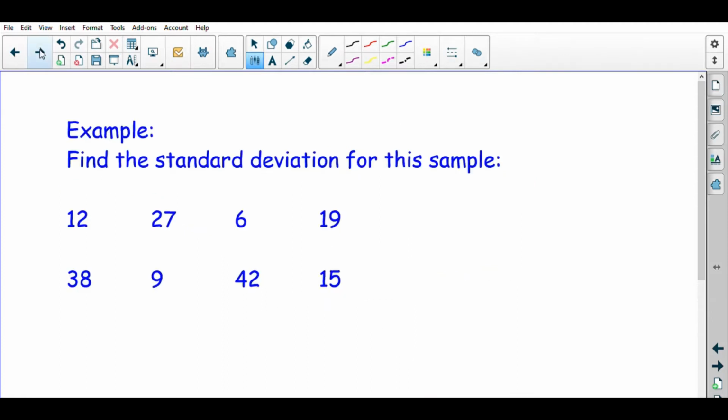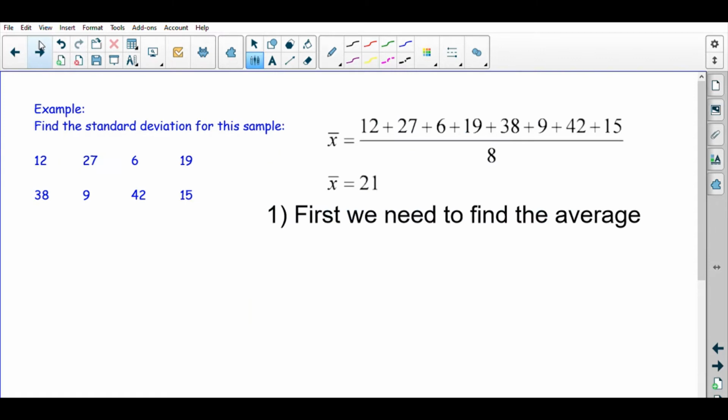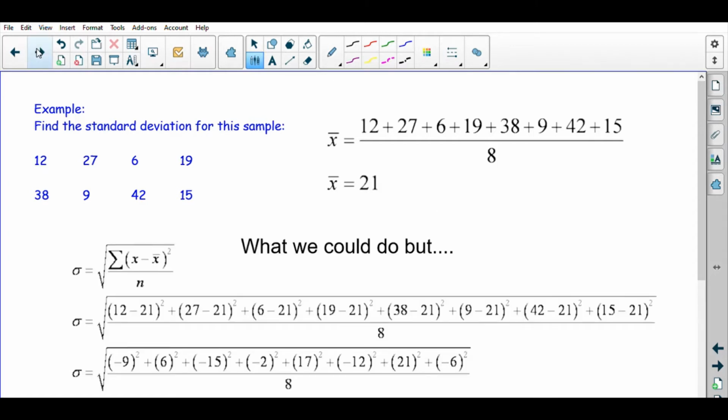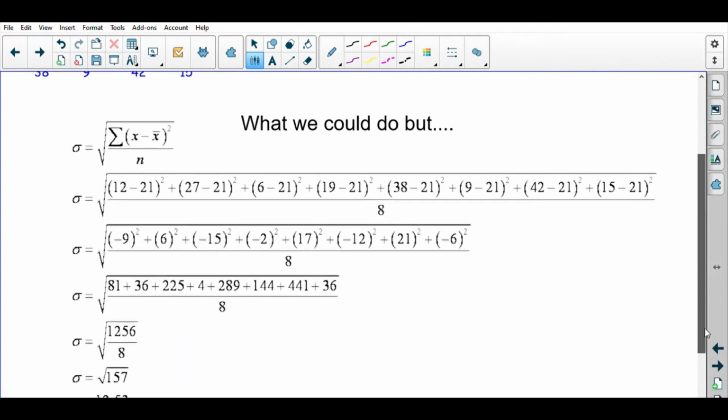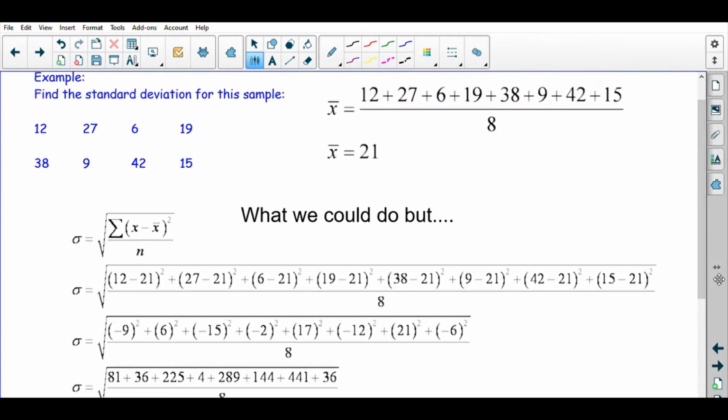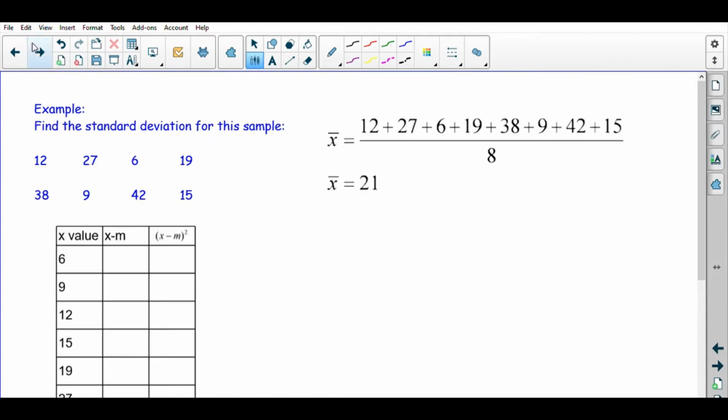So for example, we're going to find the standard deviation for the following sample. There are 8 x values, and I need to first solve for the average. I did the work over in the corner, and when I add up all 8 points and divide by 8, I get that the average is 21. We could solve for standard deviation by breaking it up in this format, but that gets really messy, so we're going to organize our data into a nice chart.